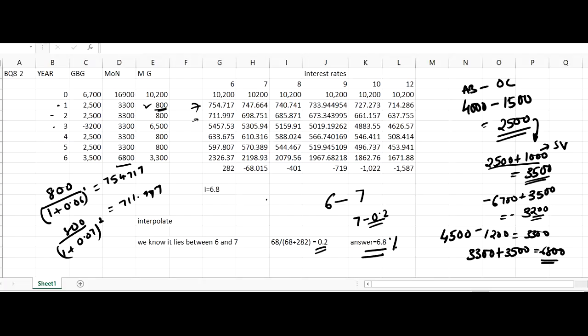And you can see that these two values we have to take, and we have to assume that the interest percentage is between 6 and 7, and you have to take the total of all these two for the 6 percentage and 7 percentage. So it is 68 over 68 plus 282, equal to 0.2, and the value lies between 6 and 7. So 7 minus 0.2 will give you an answer of 6.8 percentage.